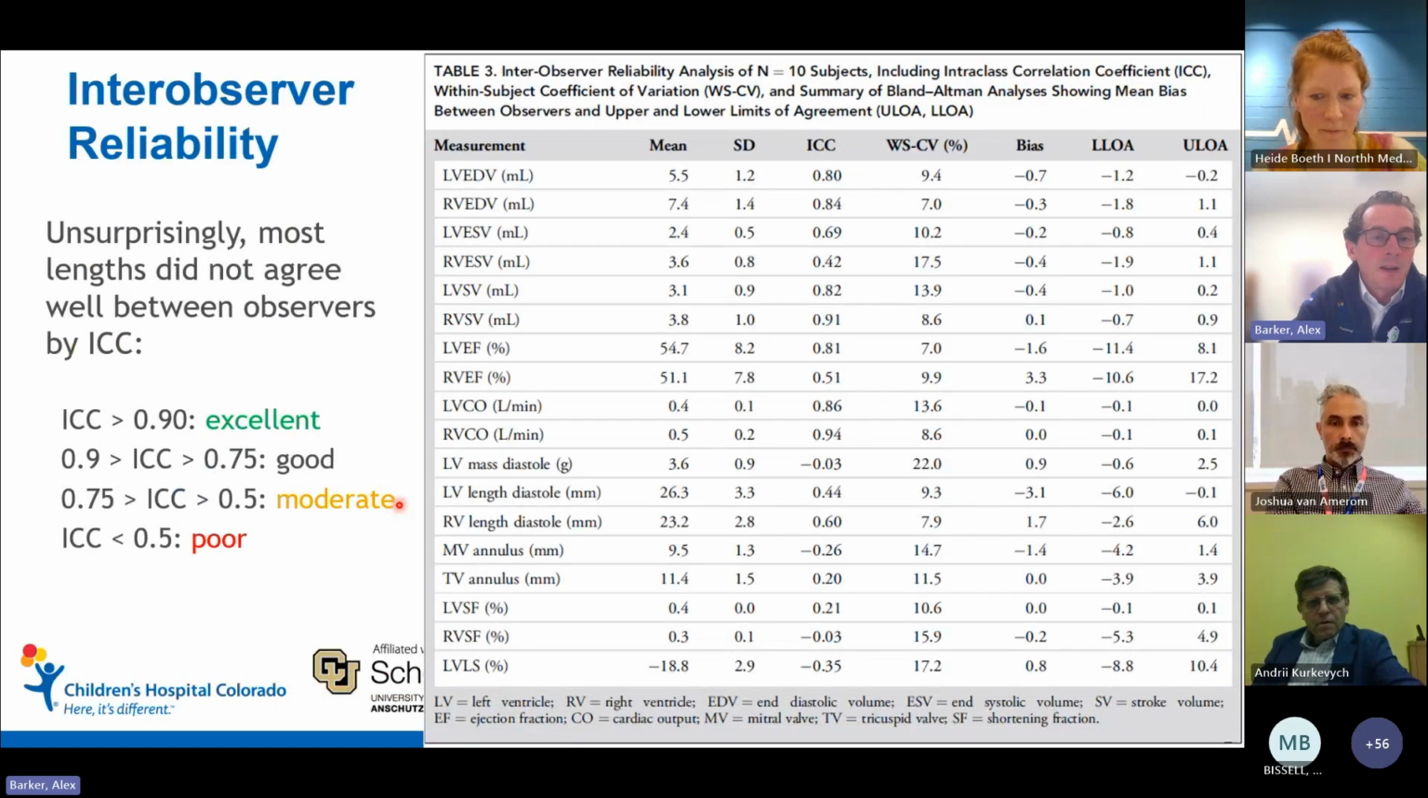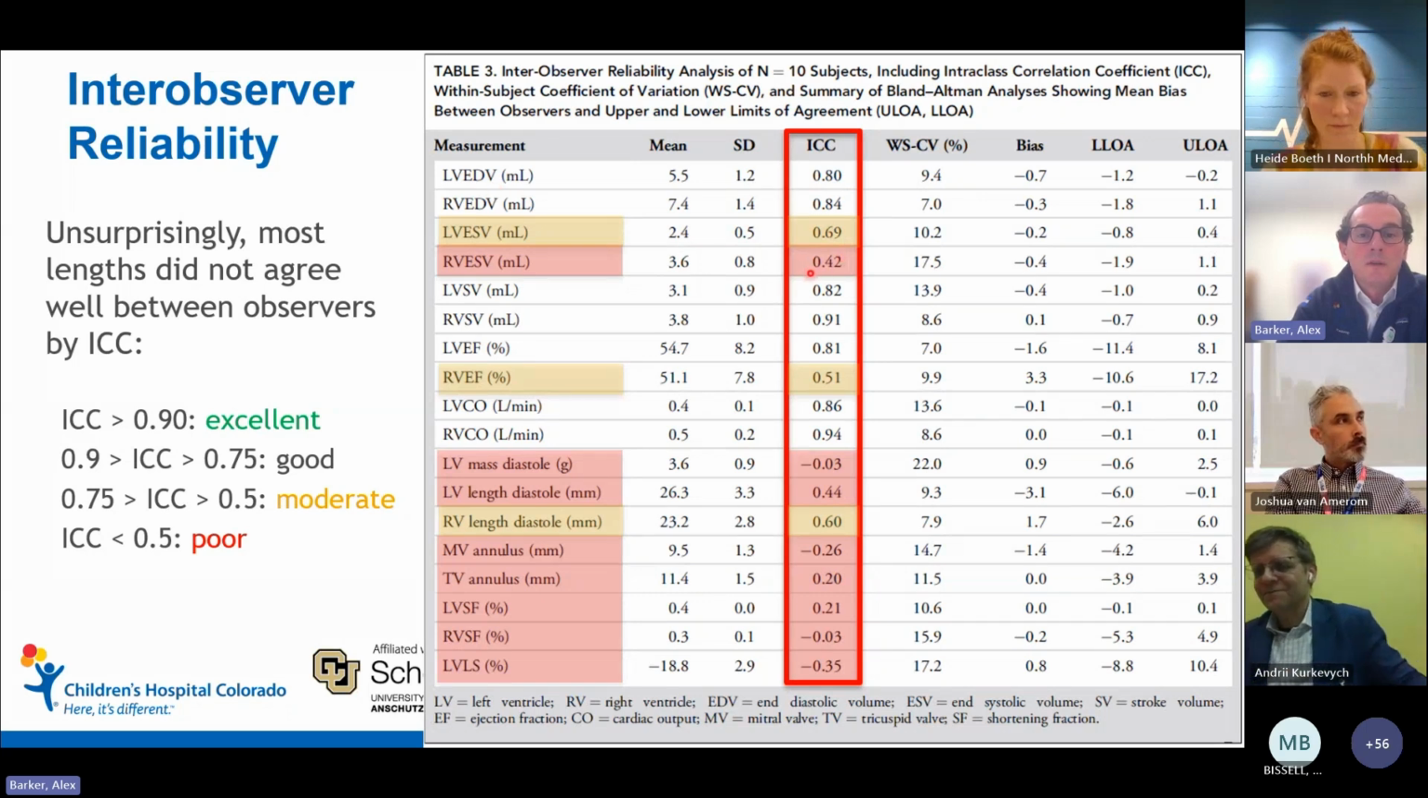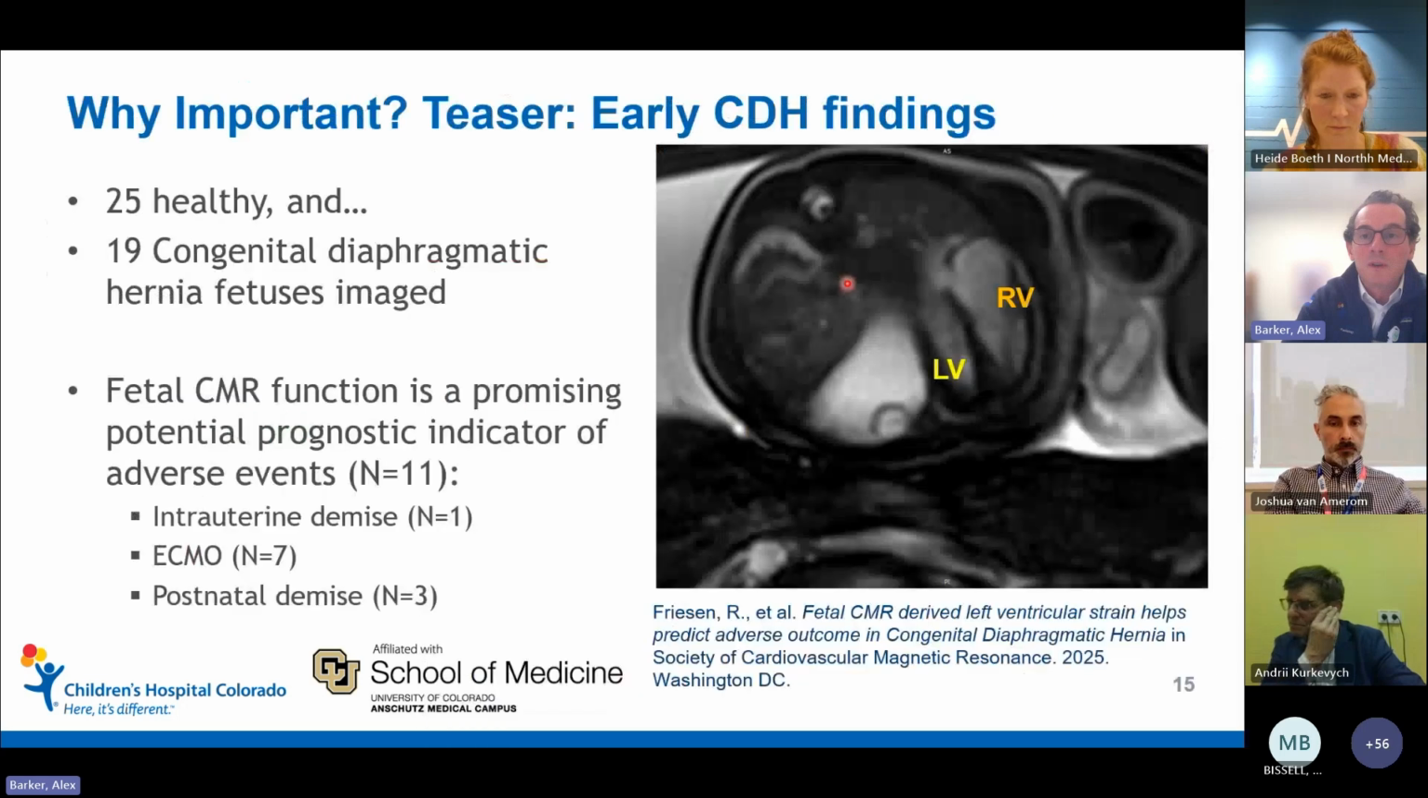I don't have much time to go into this other than to say that, unsurprisingly, most lengths did not agree well between observers, and volumes performed better. So that's good for fetal CMR. You can see some challenges with getting good agreement in systolic volumes, particularly in the right ventricle, also for ejection fraction. But otherwise, ICC was good across the board.